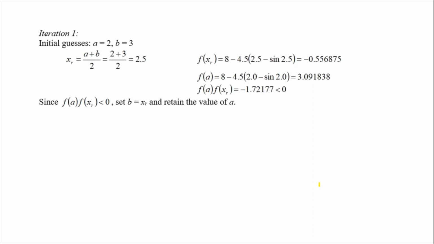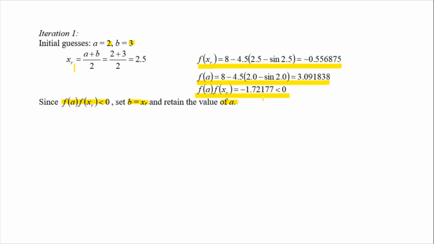So in iteration 1, since the initial guesses are 2 and 3, our first approximate solution, or xr1, is a plus b over 2, that is 2.5. So the value of the function at xr is this one, and the value of the function at a is here. So that is negative and positive. Therefore, the product of the function at a and xr is less than 0. So what are we going to do? Since that is negative, set b equals xr and retain the value of a.